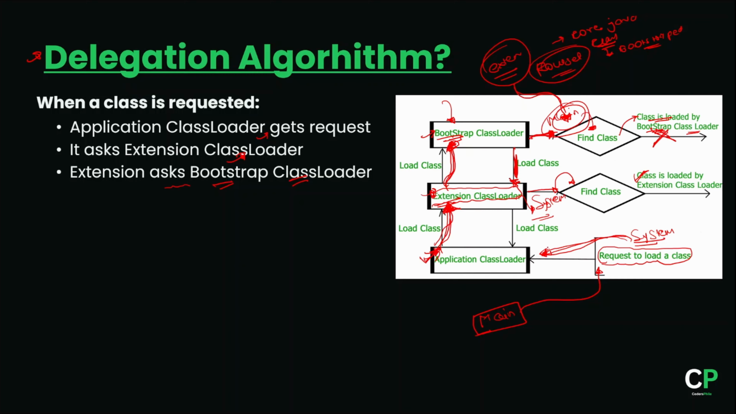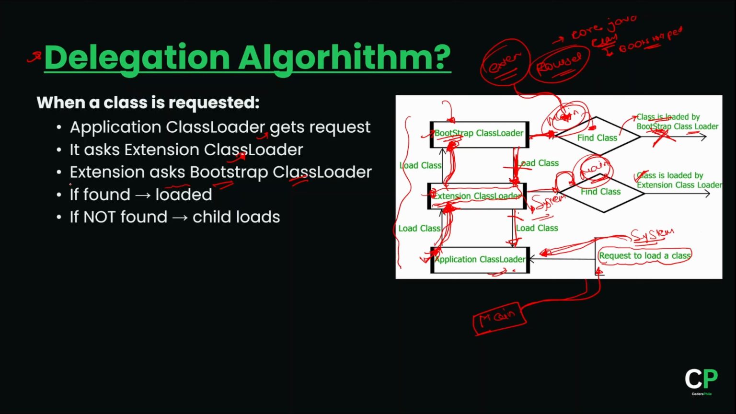Since the Main class is not part of the core Java classes, it will fail, and then it will pass this to the extension class loader. The extension class loader will see whether the Main class is present in the extension classes or not. Since it is not an extension class, it failed, and it will pass this request to the application class loader, and now the application class loader will load this Main class. So this is the delegation algorithm, and this is the way the three class loaders interact with each other.